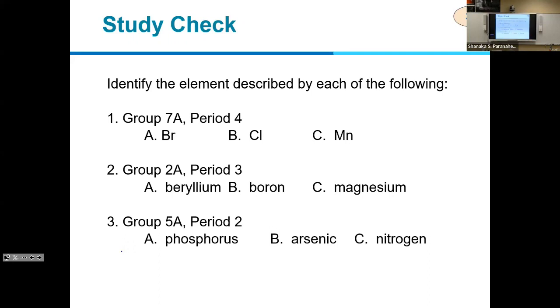So even though we don't have an element in this position, we count this as period 1. Period 1, 2, 3, 4, it's bromine. Bromine is a highly volatile liquid.